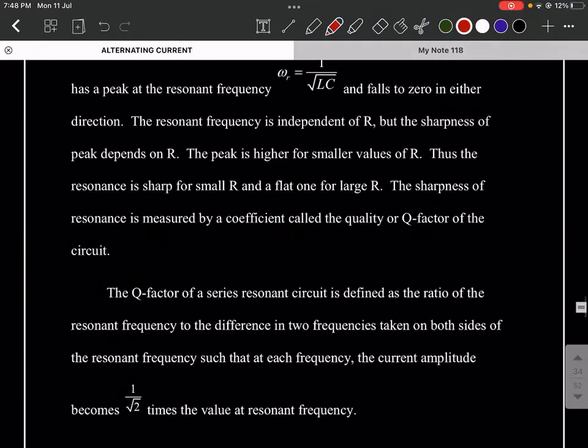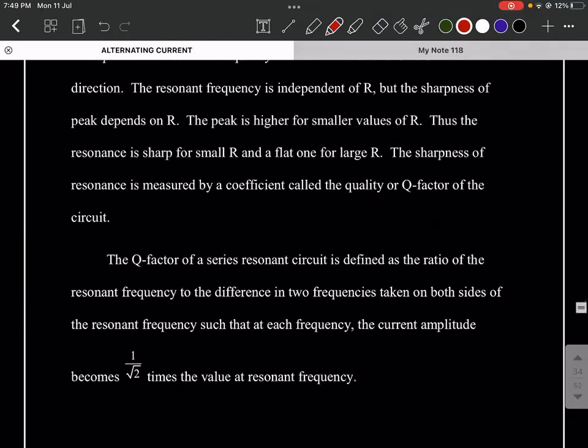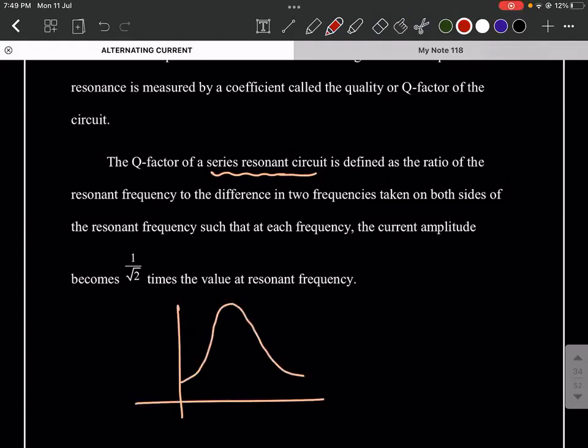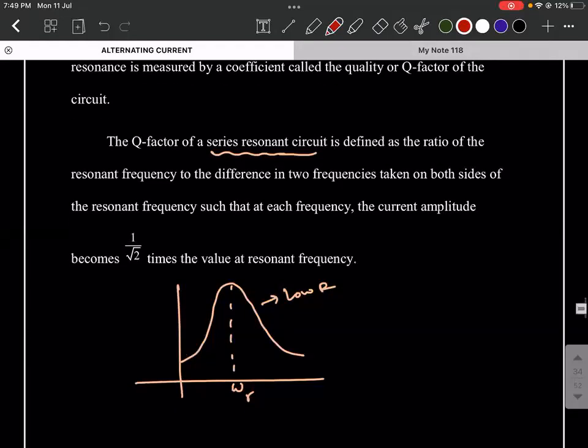I need to define something called the quality factor, which defines the sharpness of my tuner circuit. So when I talk about a series resonant circuit, the quality factor is defined as the ratio of, I'll take one of the graphs. One of the graphs is like this. This is for a low value of resistance. So what is this value? Omega R. So the quality factor is defined as a ratio.